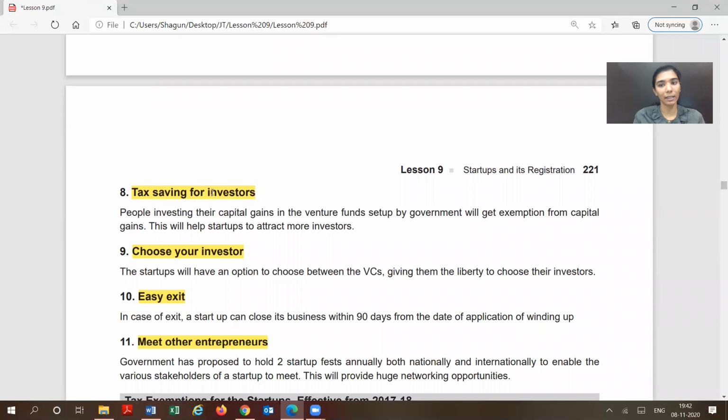Also, as discussed earlier, there are many tax savings. Okay, जो startups के लिए तो टैक्स सेविंग है ही, प्लस जो स्टार्टअप में इन्वेस्ट करते हैं, whatever capital gains a person has, if they invest it in venture fund set up by the government, then they will get exemption from capital gains. तो इन्वेस्टर के लिए भी टैक्स बेनिफिट है और जो स्टार्टअप्स बनाते हैं उनके लिए भी टैक्स बेनिफिट है. So you can remember these points together.